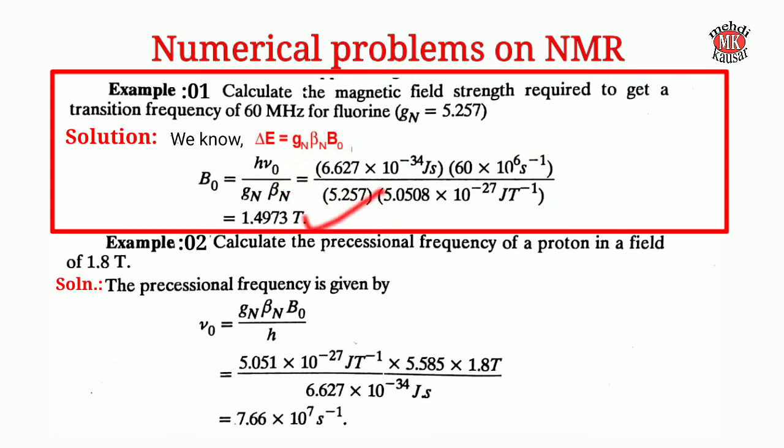1.4973 Tesla. But remember that the value of ν0 is given as 60 MHz. You have to convert this value into Hertz. Therefore, the value of ν0 is taken as 60 into 10 to the power 6 second inverse or Hertz.